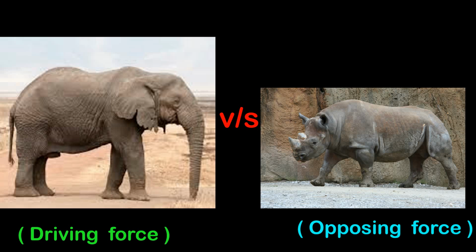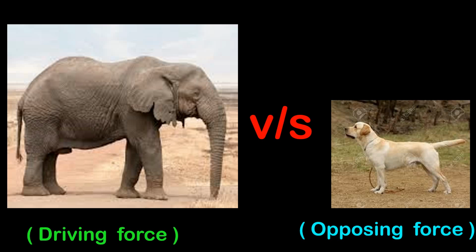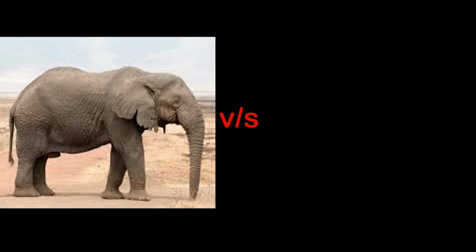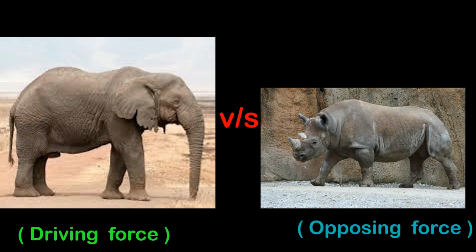Now guys, the twist comes over here. If you observe the two examples, in the first example, the difference between the driving force and the opposing force was very large. But in this case, can I say that the difference between the driving force and the opposing force will be less? Because the rhinoceros is also competitive.